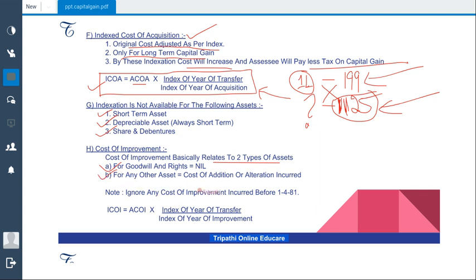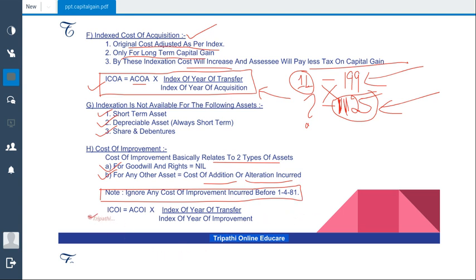For any other asset, it will be cost of addition or alteration. This note is very important. This note says ignore any cost of improvement incurred before 1981. So if you have incurred any cost of improvement before 81, you will have to ignore it. You will not get income tax benefit of that. So that means we can consider only improvement after 81.